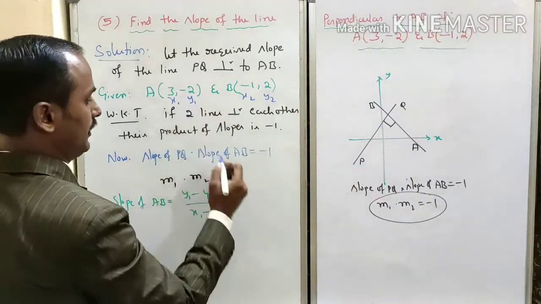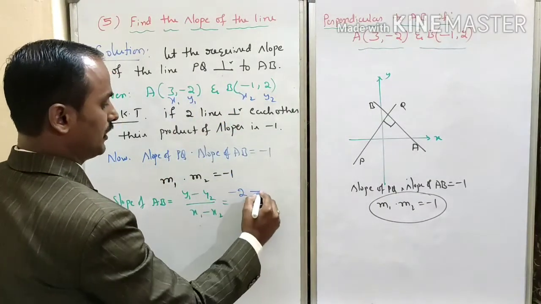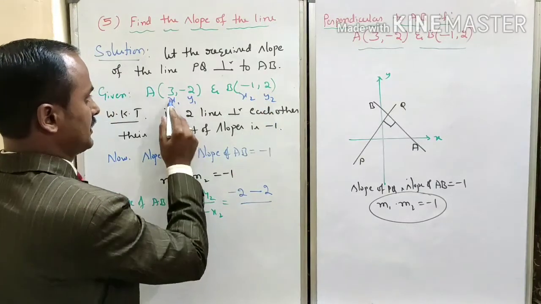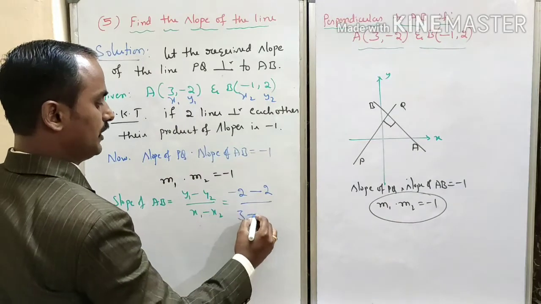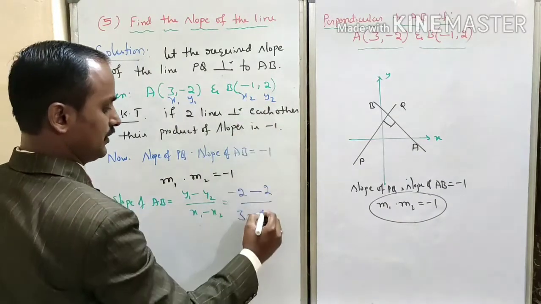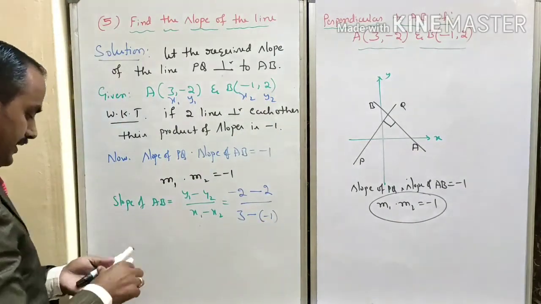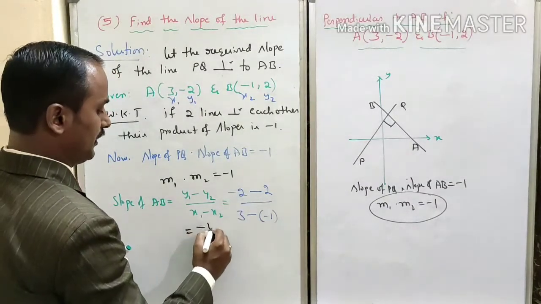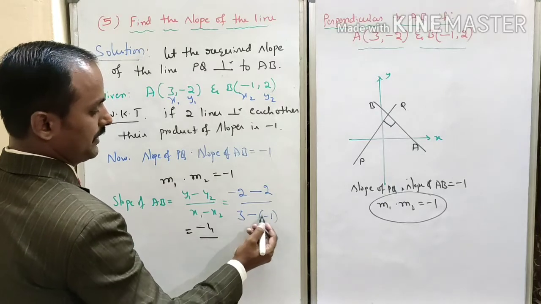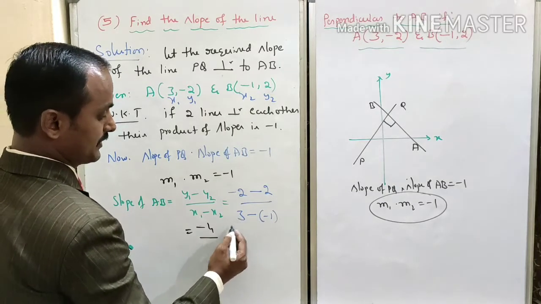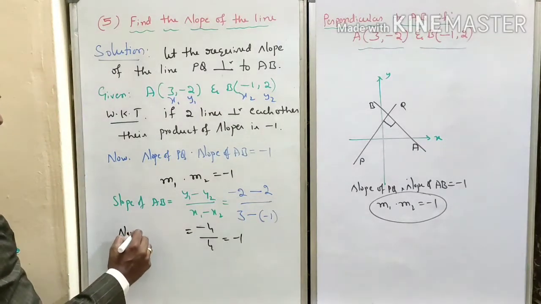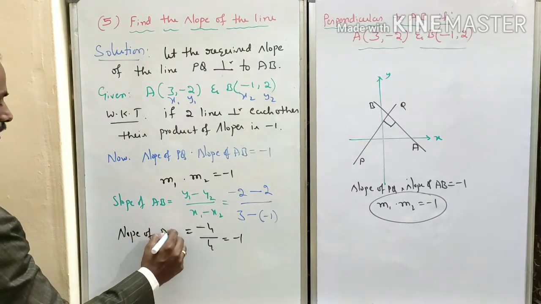y1 is minus 2, in the formula minus y2, which is 2, divided by x1 which is 3, in the formula minus x2, which is minus 1. Use the bracket and write. What next step? Slope of AB is equal to minus 2 became minus 4, divided by minus into minus plus 1, 1 plus 3 became 4, is equal to minus 1. We got slope of AB is equal to minus 1.